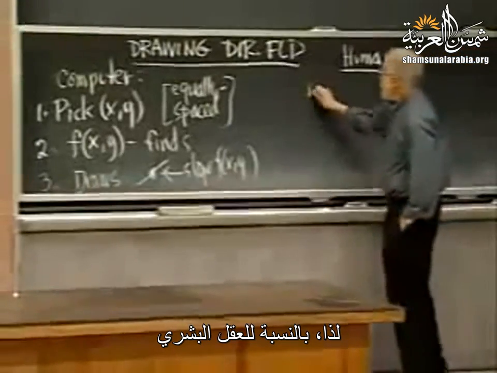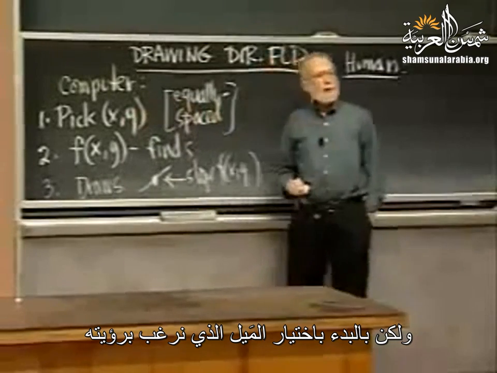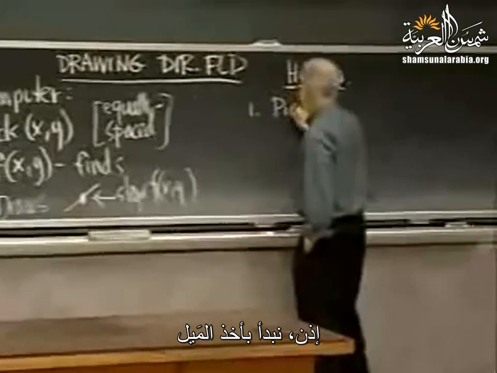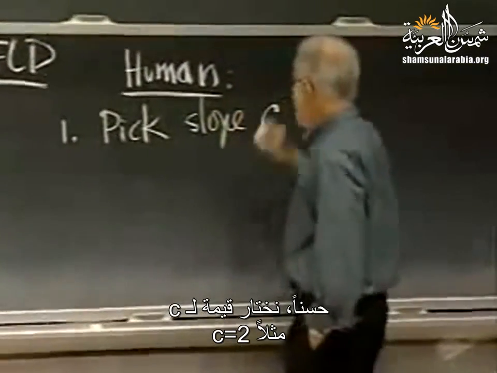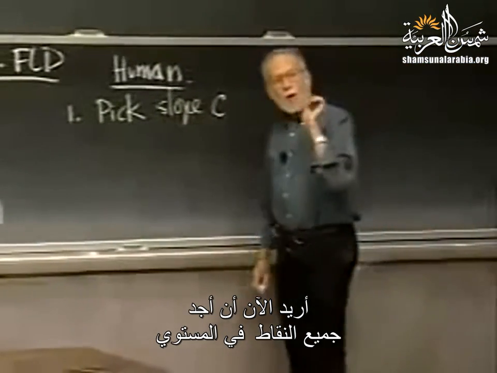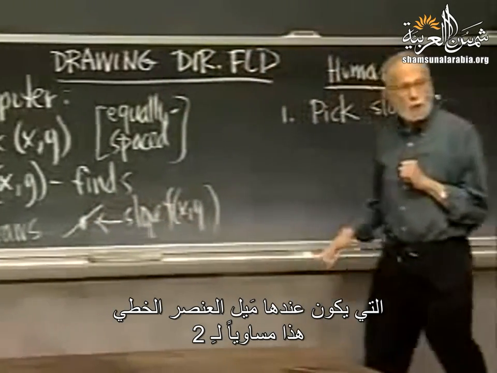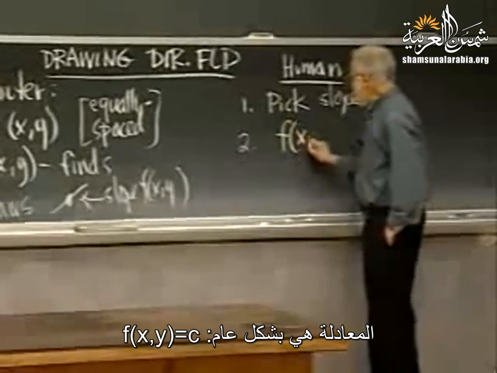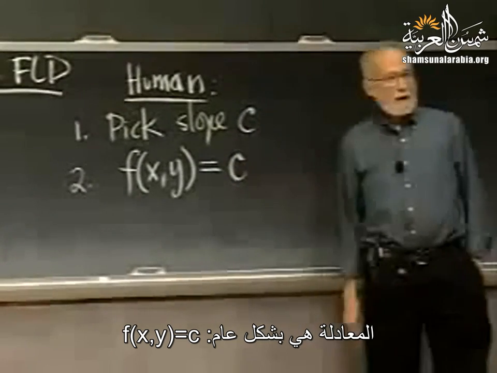So for a human, the way to do it is not to begin by picking the point, but to begin by picking the slope that you would like to see. So you begin by picking the slope, let's call it the value c. So you pick a number. Say c is 2. I want to see where all the points in the plane are where the slope of that line element would be 2. Well, they will satisfy an equation. The equation is f of x, y equals, in general, c.